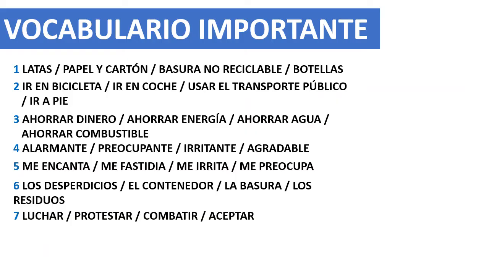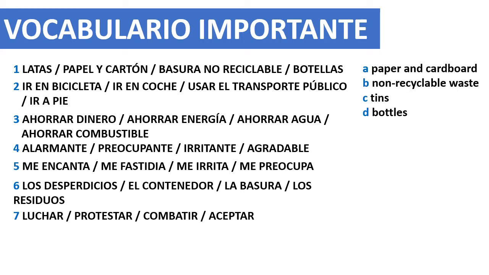So you will have already seen some of this vocabulary on the slide before when you did the starter activity. So you've got numbers 1 to 7 and you just need to go through and work out what they all mean, but also find out which one of them words is the intruder in the sentence. So for example, if you have a look at the first one, latas, papel y cartón, basura no reciclable, and botellas. On the right hand side, I've given you the English for these, but they're not in the right order.